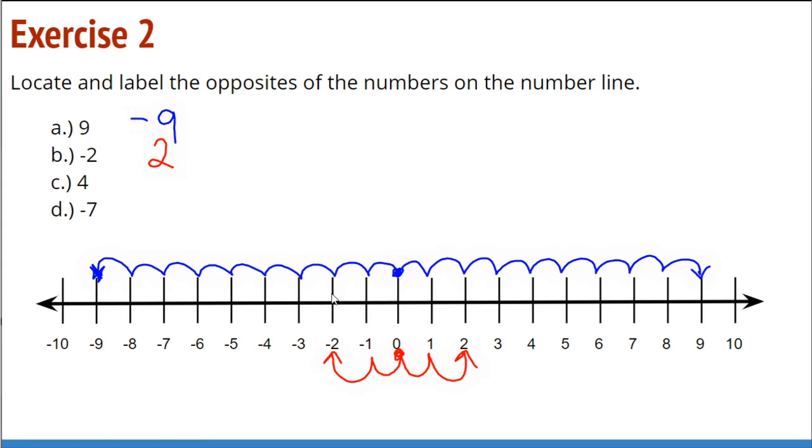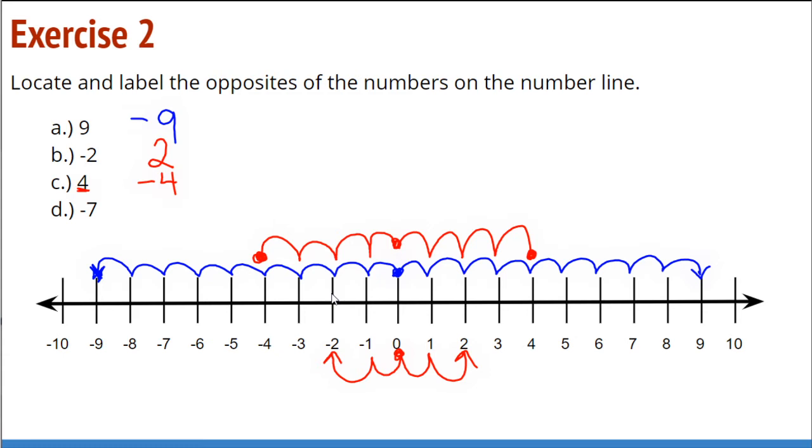Looking at C here, looking at 4. I will start at 0. This is a positive 4. Even though it doesn't have a plus sign in front of it, it's still a positive 4. I'm going to go 4 units to the right. 1, 2, 3, 4. 4 units in the positive direction. And I'm going to then go back to 0 and go 4 units, 1, 2, 3, 4 units in the negative direction. And I land on negative 4.